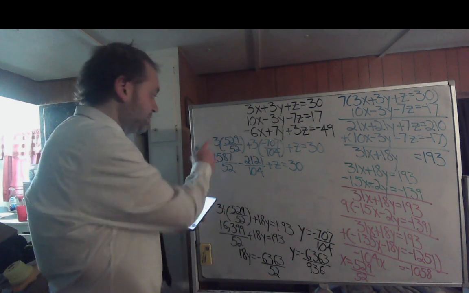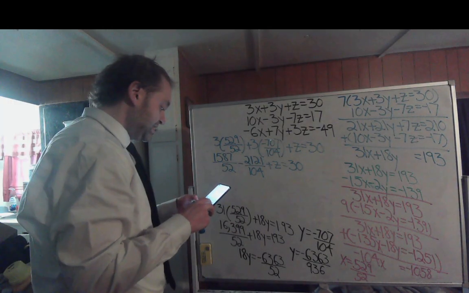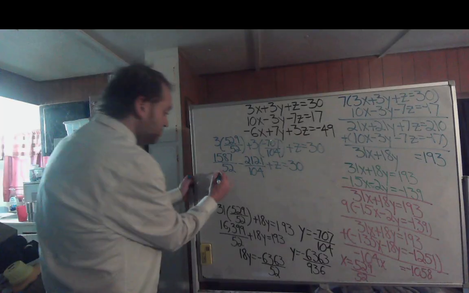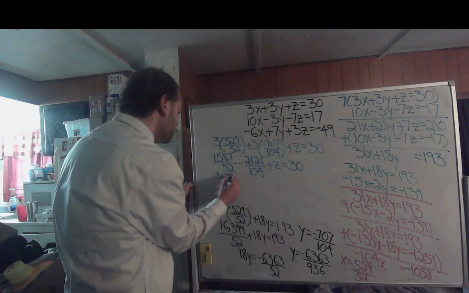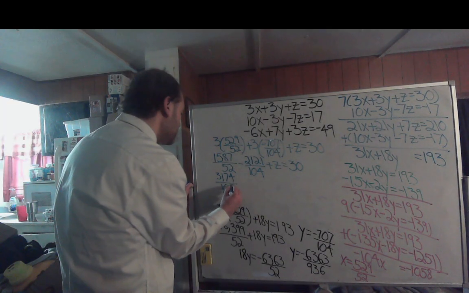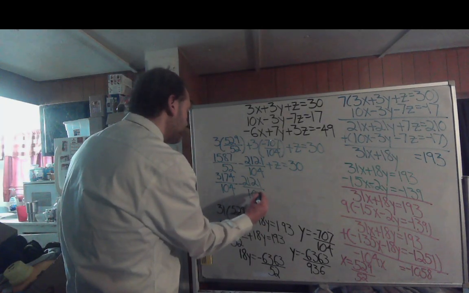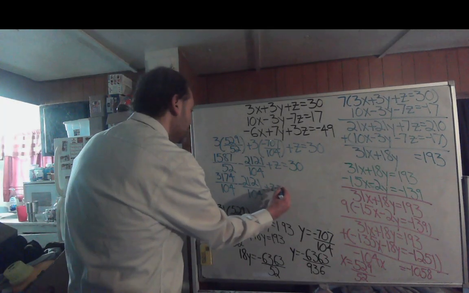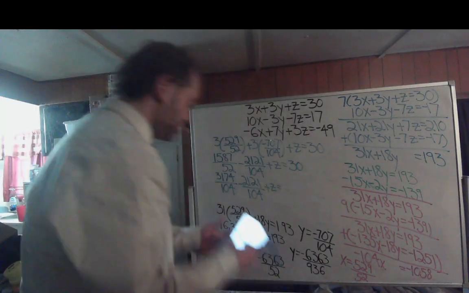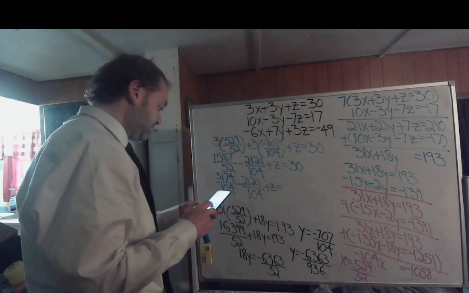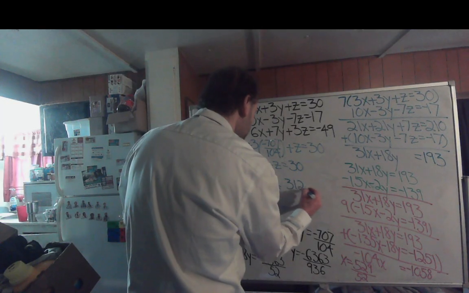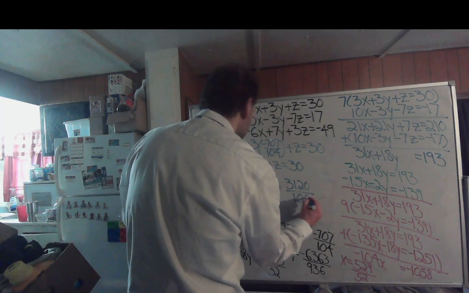Well, we definitely want to get the same denominator, don't we? So we're going to have to multiply everything on the first term by 2. So 1587 times 2, that's going to end up being 3,174 over 104 minus 2,121 over 104 plus z. I would say we should actually go ahead and get 30 into terms of 104. So 30 times 104 would end up giving you 3,120 over 104. Yes, this is not pretty, is it?